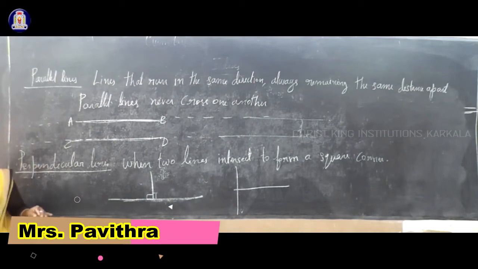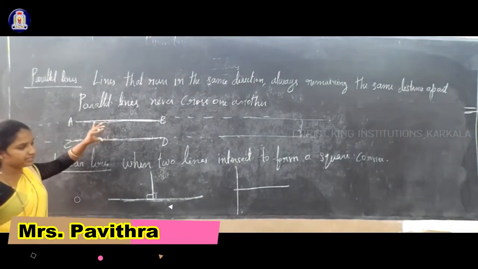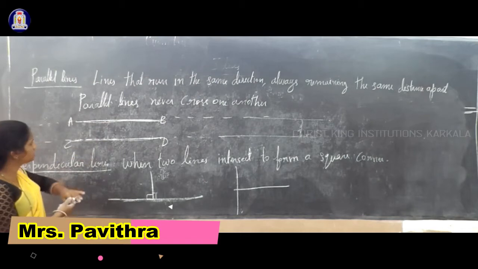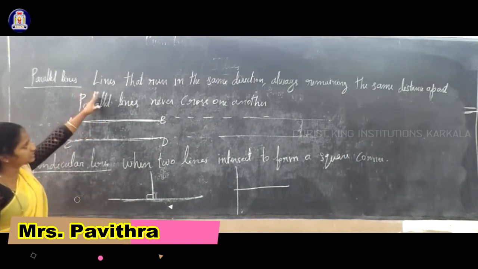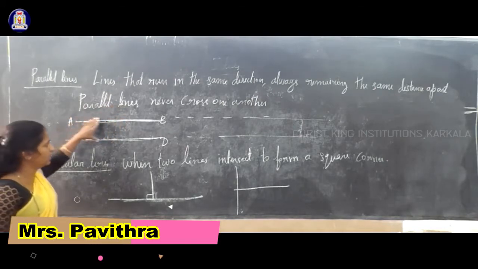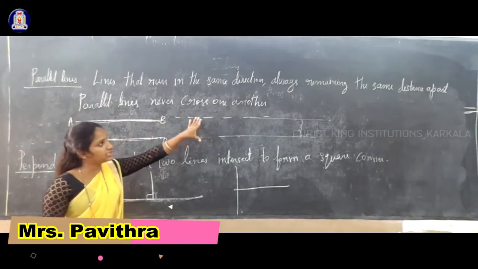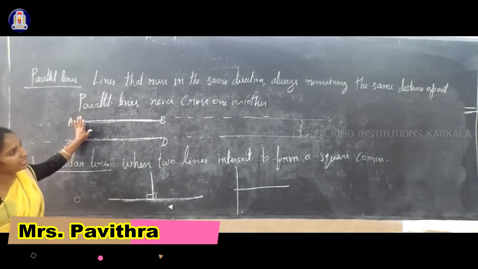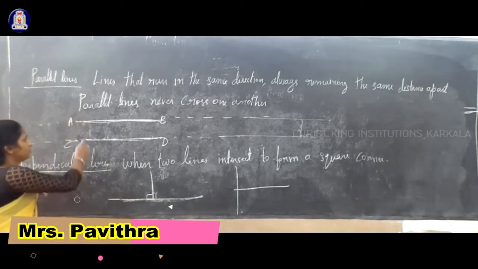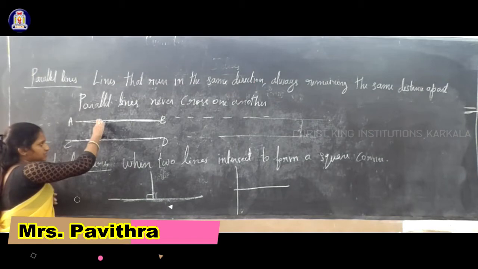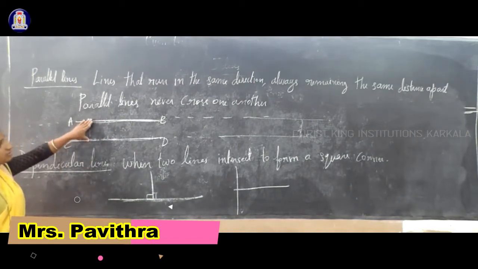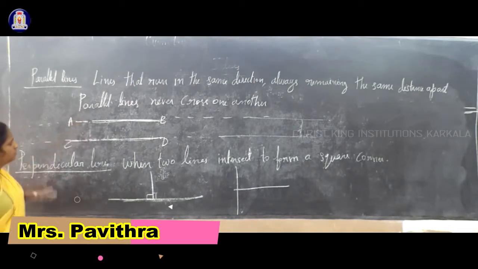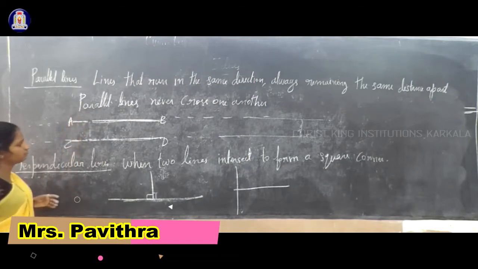Extended continuously, they should not meet at any point. Clear? So the distance between AB and CD remains the same. Lines that run in the same direction always remain the same distance apart. The distance between AB and CD remains the same. This is what parallel lines are.